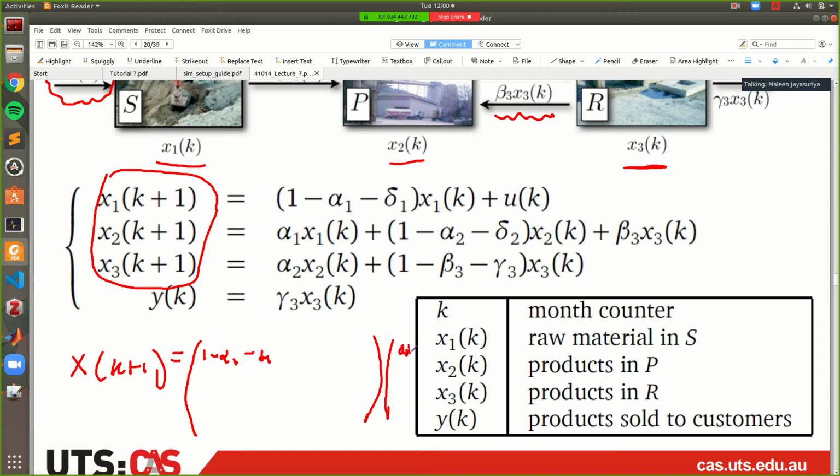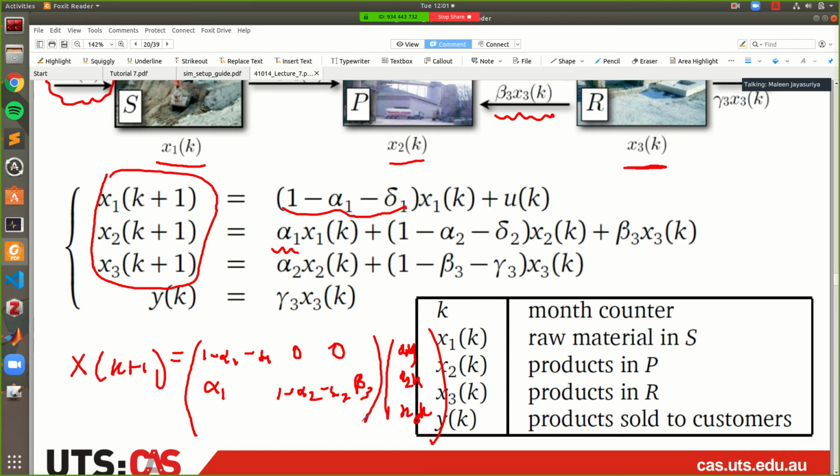We'll have x1k, x2k, and x3k, right? So this will be 1 minus alpha 1 minus delta 1. There's no x2k term here, so that's 0. There's no x3k term here, that's 0, right? And then our second column is going to be alpha 1, and then 1 minus alpha 2 minus delta 2, and then beta 3 will be the third component there, right?